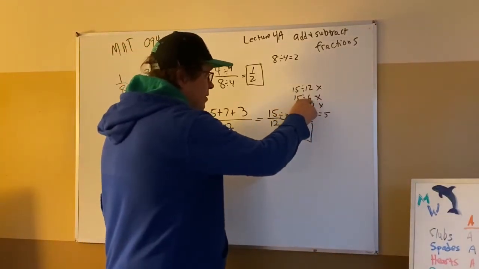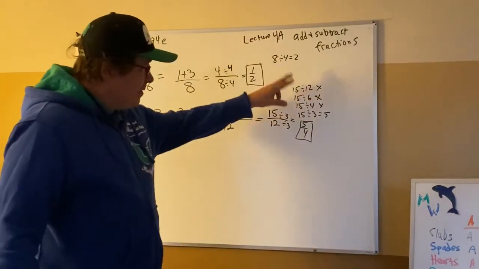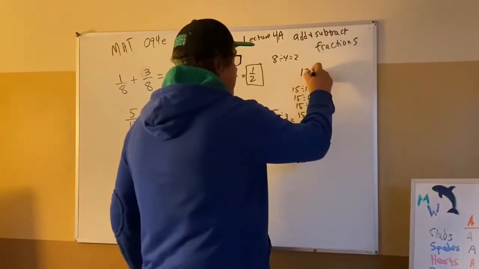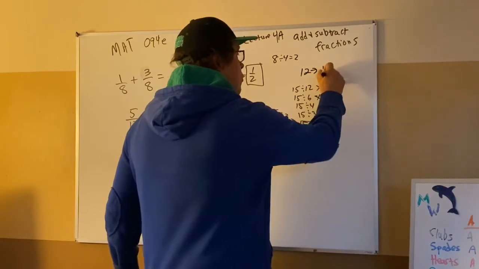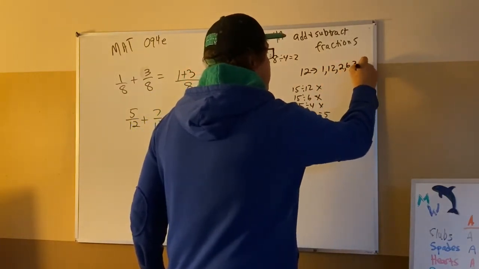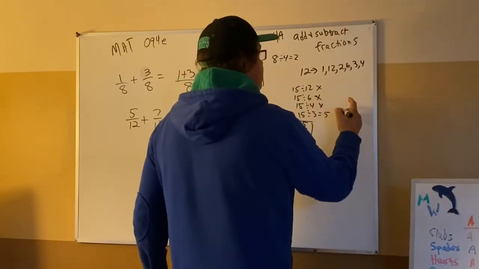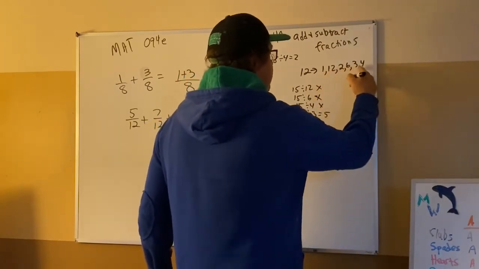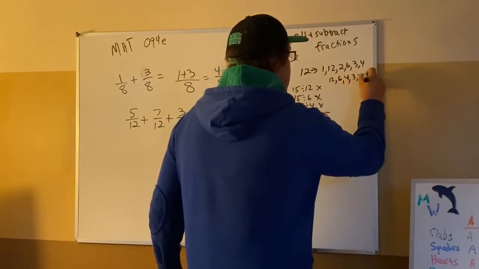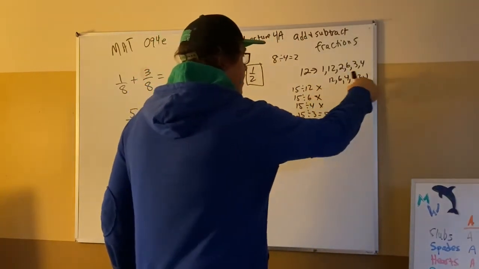Where am I getting these numbers? In case you've forgotten. Once I have my 15 over 12, I take 12, which is the smallest of the two numbers, and I say 12 divides by 1 and 12. 12 divides by 2 with a 6. 12 divides by 3 with a 4. And then I go like this. I go 12, 6, 4. I go from smallest to biggest. And then 3, 2, and 1. And these are the numbers that 12 divides by.